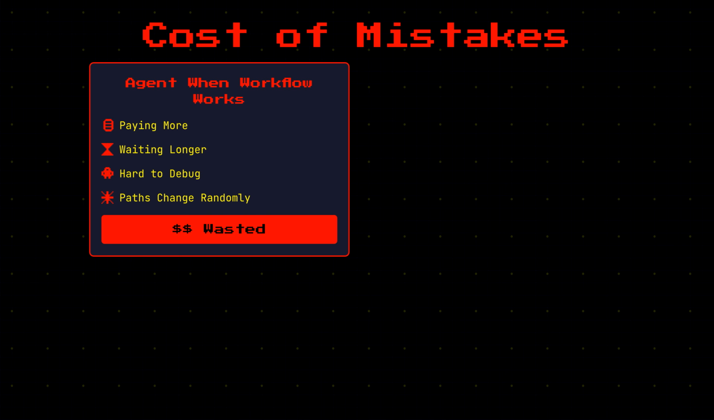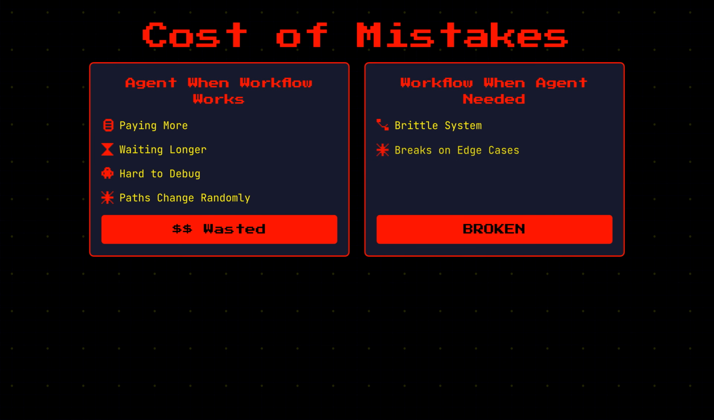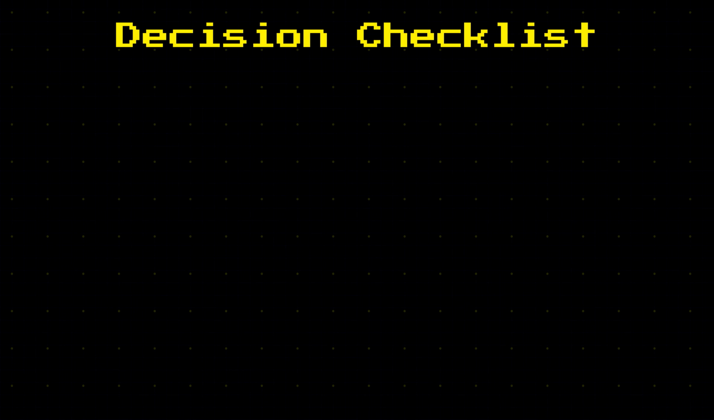On the other hand, using a workflow when an agent is needed creates a brittle system. It breaks on inputs you didn't anticipate. It can't handle edge cases. It needs constant updating every time requirements change slightly. If you're weighing both options, run through these 4 questions. They'll point you in the right direction.